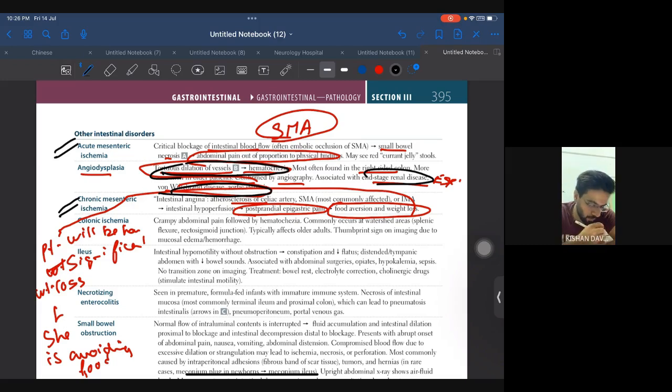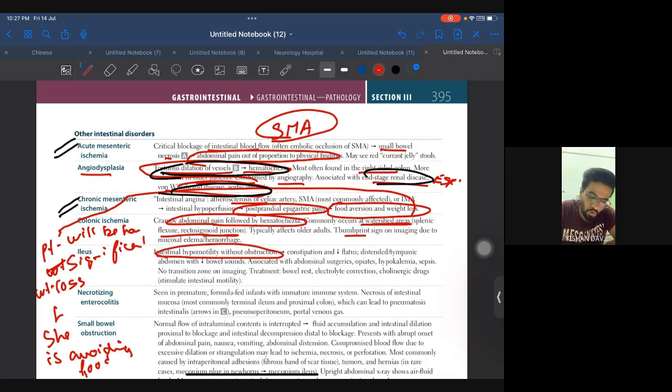Okay, coming to colonic ischemia. Crampy abdominal pain followed by hematochezia, blood with stool. After that, crampy abdominal pain commonly occurs at the watershed areas, splenic flexure, rectosigmoid junction, in older adults. Thumbprint sign on imaging. Next, ileus: intestinal hypomotility without obstruction, so constipation and decrease in flatus. Associated with abdominal surgery, opiates, hypokalemia. No transition zone on imaging. Treatment is simple.